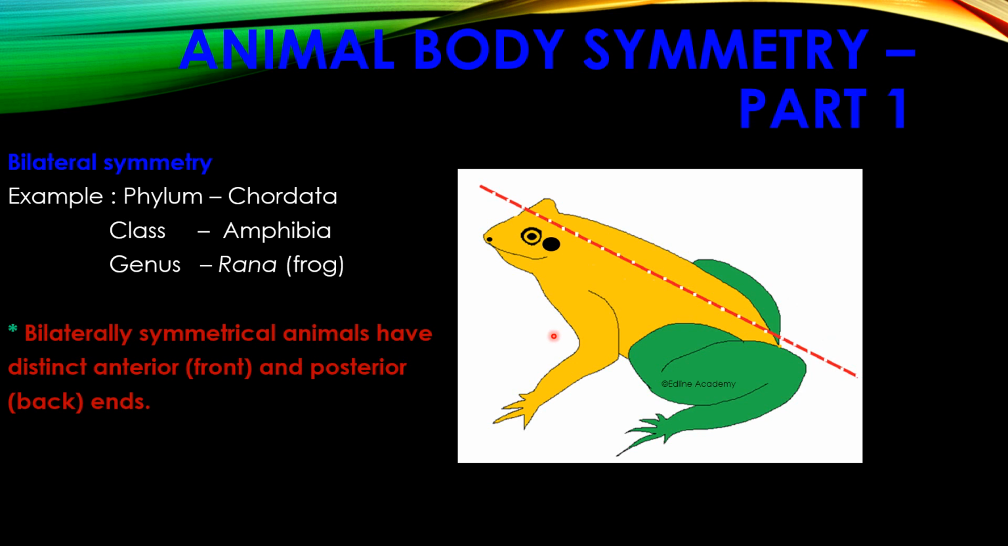The important feature of bilaterally symmetrical animals is that they have a distinct anterior end and posterior end. Most of the sensory organs like the tympanum, eyes, and nostrils are located at the anterior end.